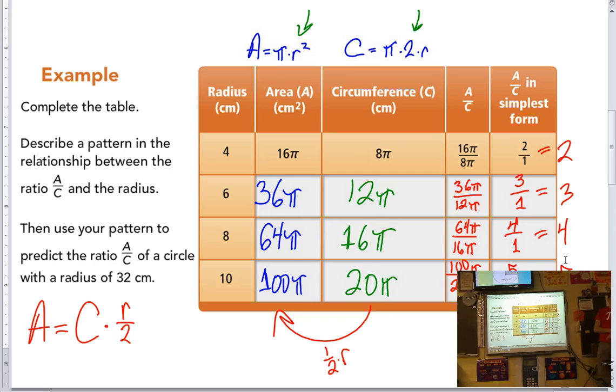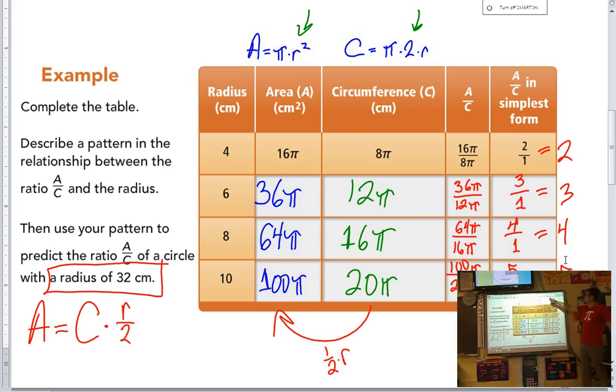So, this relationship, based on this table, always works. Do we think it will always work? No. Yes. So, sometimes your teachers are asking you trick questions, but a lot of times I'm just asking you questions to think about. So don't think it's a trick question just because I'm asking it. If it's worked 4 times, let's try it here to predict when we have a radius of 32.